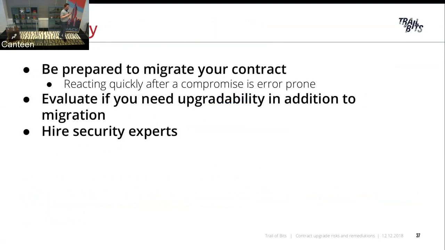So the main takeaway of this presentation is to prepare a migration procedure. Even if you have an upgradable system, it's something you should consider, something you should know how to do. Once you have this procedure, once you are clear on how you can migrate your contract, you can ask yourself, do you still need upgradability? If so, be sure to hire a security expert to review your code and your procedure at the end, because upgradability is a complex feature and it's very easy to make mistakes.